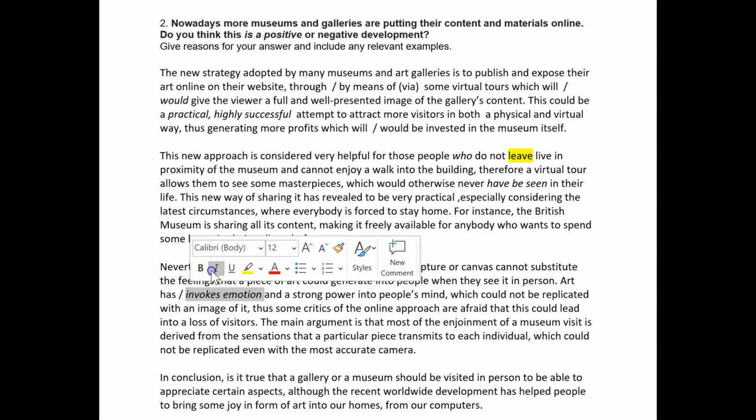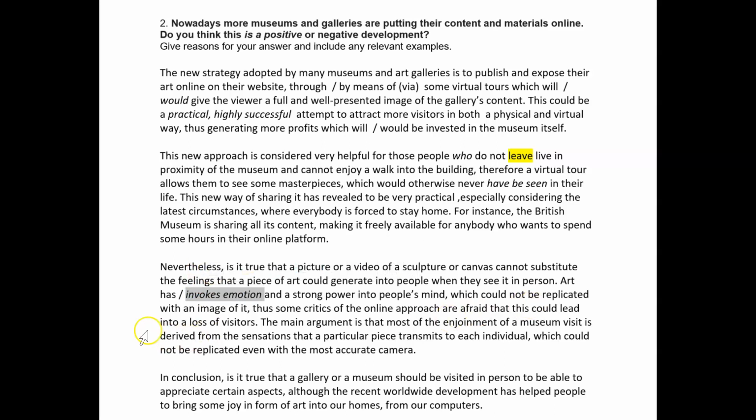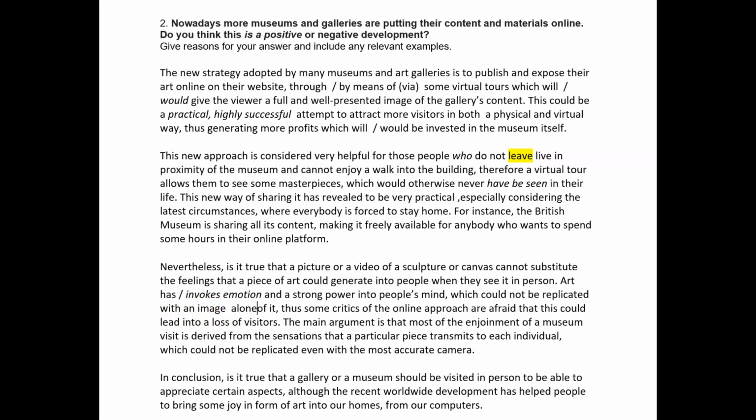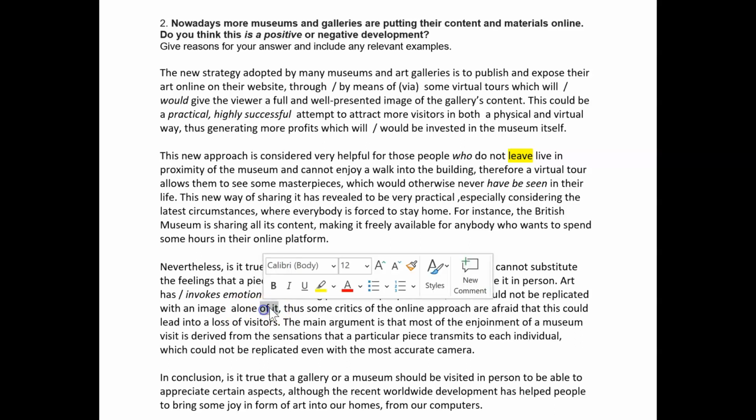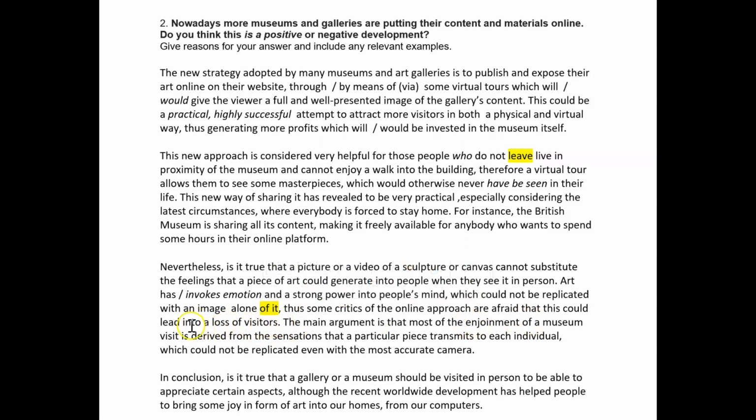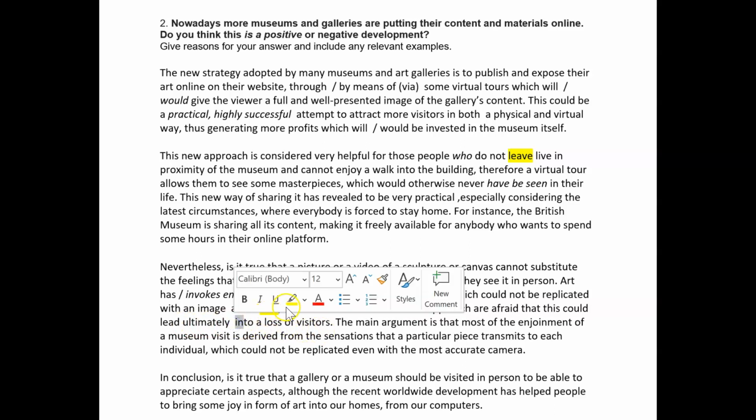Your vocab's looking great, which could not be replicated with an image alone. Either an image alone or an image of it. You don't really need of it. I think you can take that out. So you just have an image alone. Thus, some critics of the online approach are afraid that this could lead to a loss of ultimately, so in the future, into a loss of visitors. And you just lead to, you don't need to lead into.